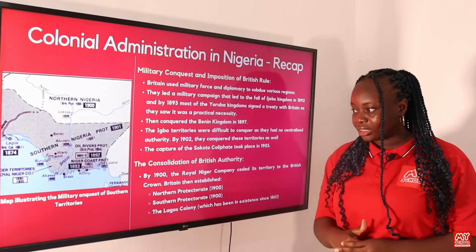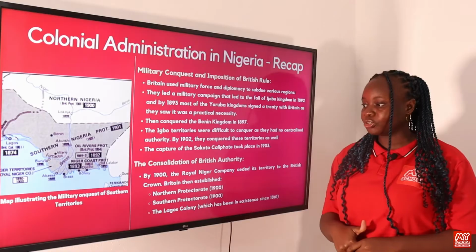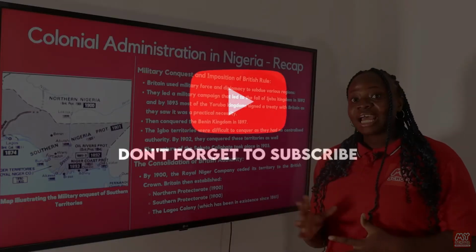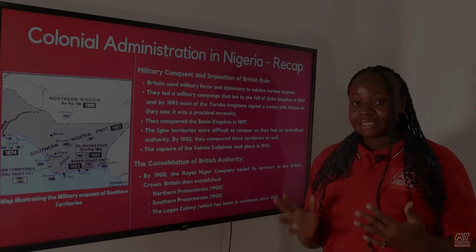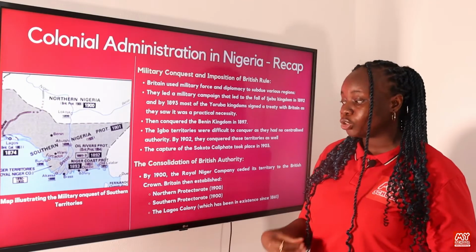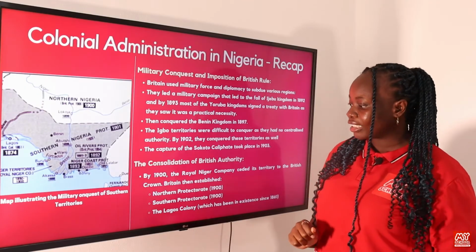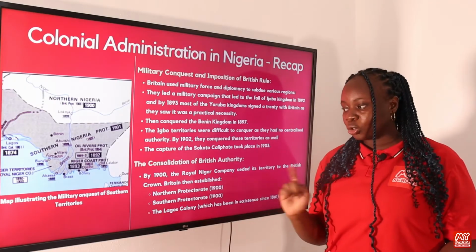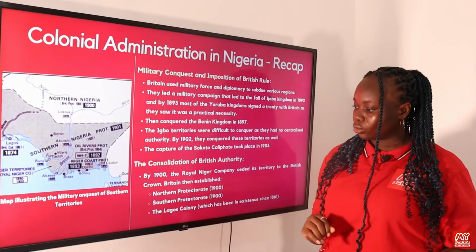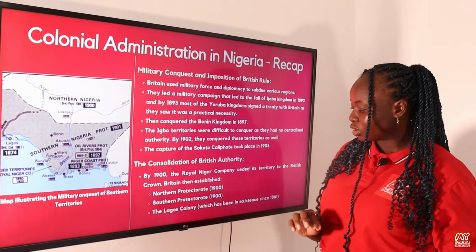By 1900, the Royal Niger Company ceded its territory to the British Crown. So after the Royal Niger Company had been able to gain access to various regions within the Nigerian territory, they were able to cede these territories to the British government, to the British Crown. So they established two protectorates, the Northern Protectorate in 1900 and the Southern Protectorate also in 1900. Then the Lagos colony was separate.